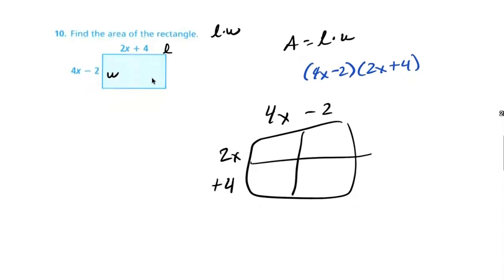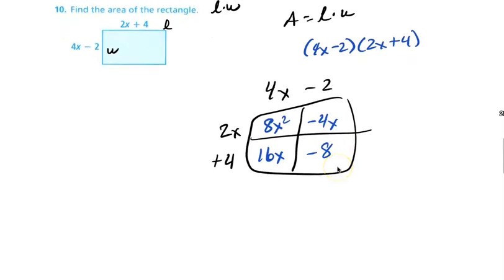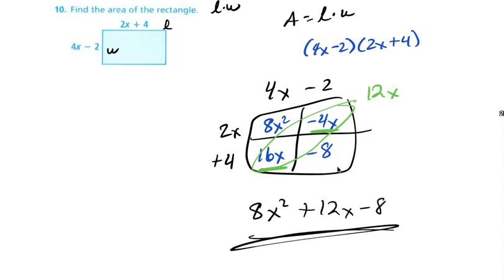Right, then we're just going to find the area of each of these boxes here. So this would be 8x squared, 4x times 2x. Over here would be negative 4x. Here would be 16x, and then here would be negative 8. Right, just multiplying terms all around. And then we add up like terms. I'm going to add up this 16x with the negative 4x, and I get 12x. And then we're done. 8x squared plus 12x minus 8. And that's the lesson.